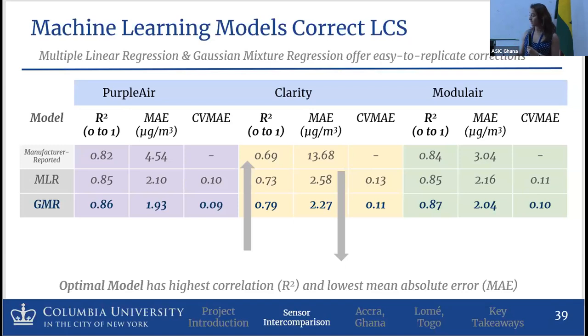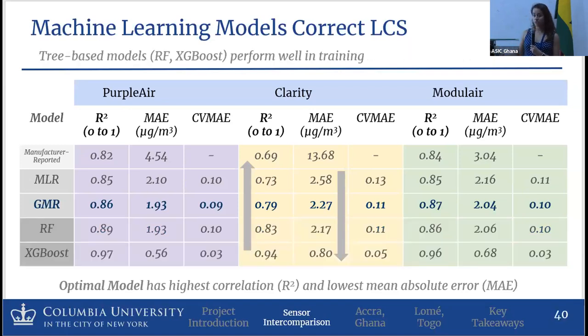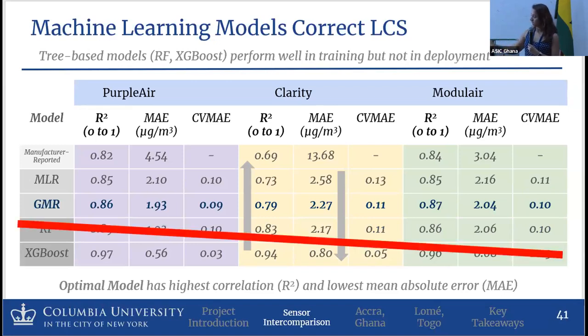And then if we go to the next slide, we tried two additional techniques, random forest and XGBoost, and these perform pretty well when you're training the data, but we noticed that when you actually try to use that for sensors out in the field, it wasn't performing very well. So we take those out and we focus on the one that does perform well in deployment, and that is going to be the GMR technique.